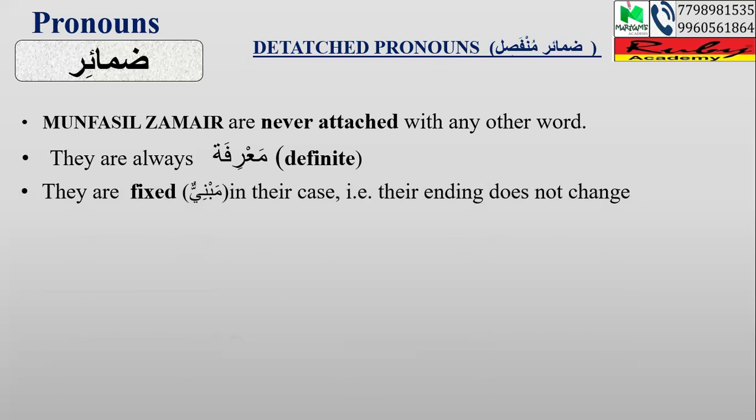So they are fixed. Fixed means mabni in their case. For example, if we consider he in English, can we change its spelling? No, we can't. If you want to use he anywhere, you can use the same, and it has the same spelling. The same way in Arabic as well. So they are fixed, mabni in their case, their ending does not change. Like we have kitabun, kitaban, kitabin, al-kitabu, al-kitab, al-kitabi. So they are changing their endings. But though the damair are definite, their ending does not change.